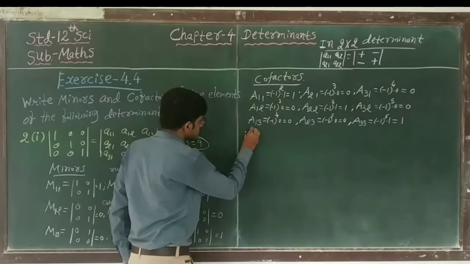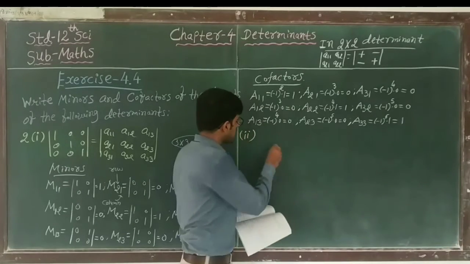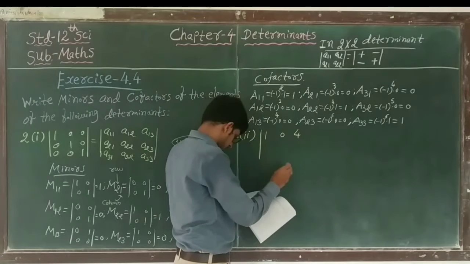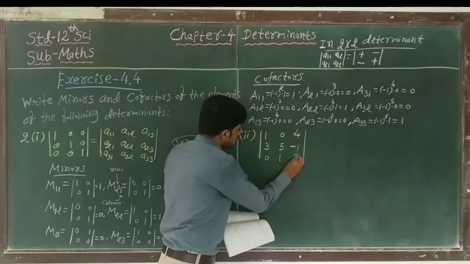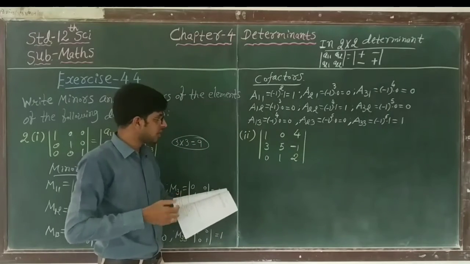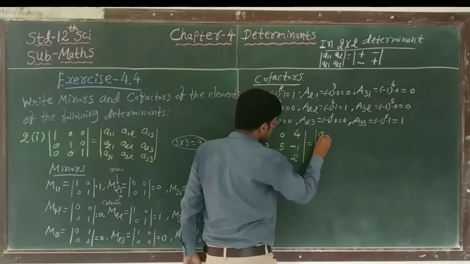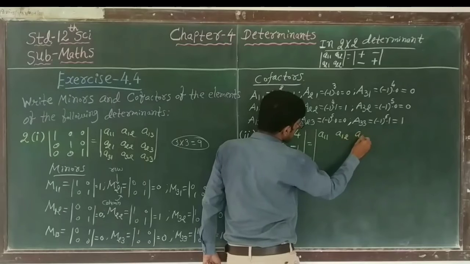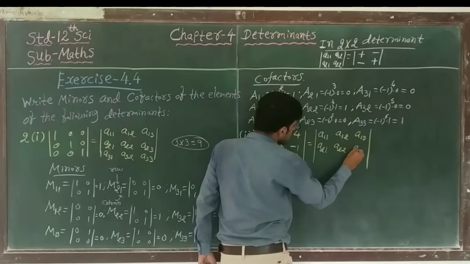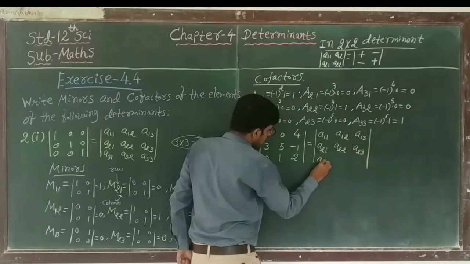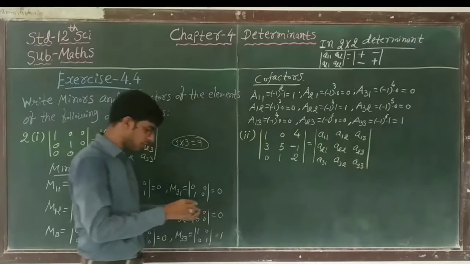Now the second question is: 1 0 4, 3 5 minus 1, 0 1 2. So first of all write down here A11, A12, A13, A21, A22, A23, A31, A32, A33. So first of all we have to find out the minors.